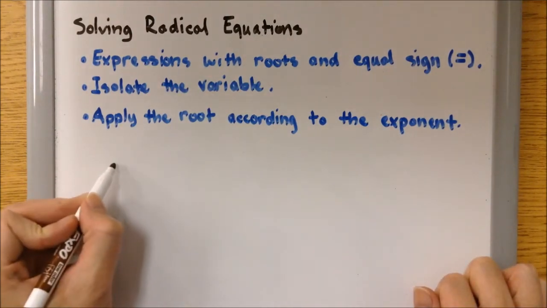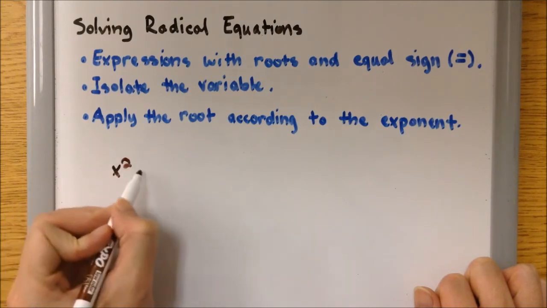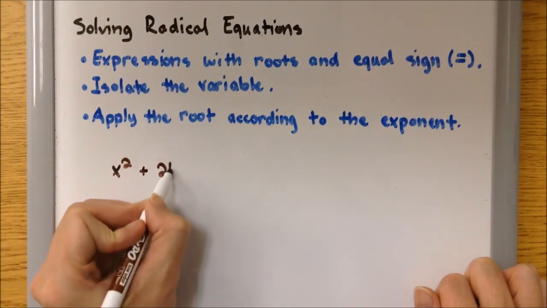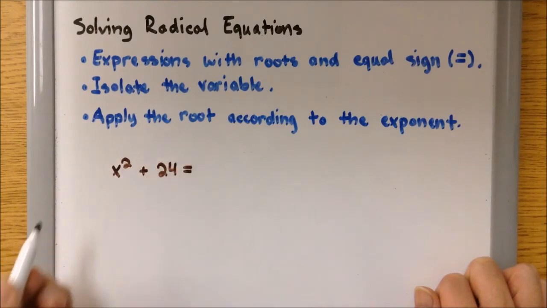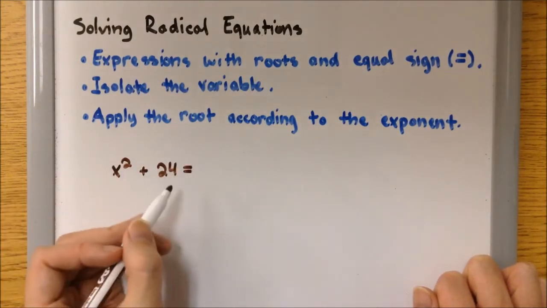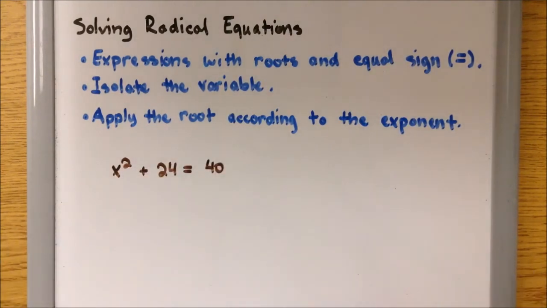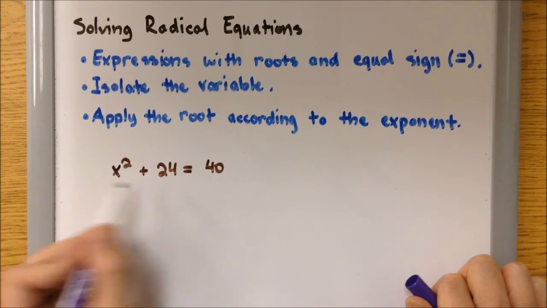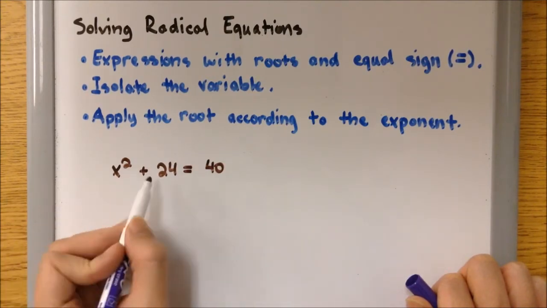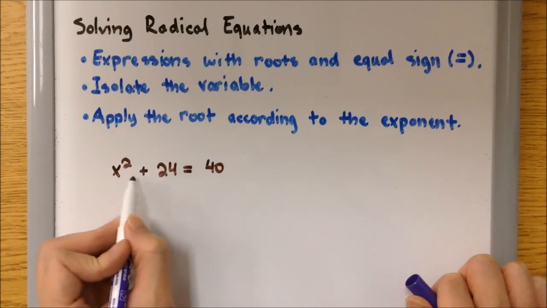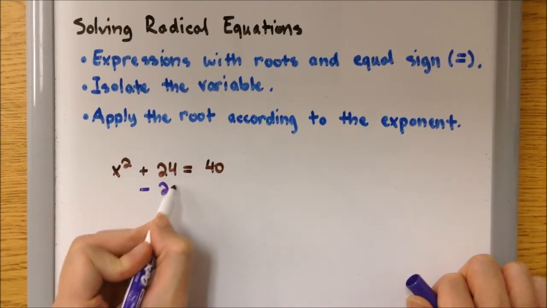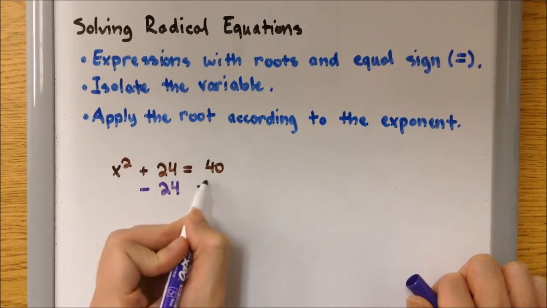So say you have x squared plus 24 equals, say, 40. Alright, so what you want to do is isolate the variable by itself. On the left side we have x squared plus 24. If I want to get x squared by itself, I want to get rid of the 24. So the opposite of plus 24 is minus 24. Since I did it on the left side, I have to do it on the right side.